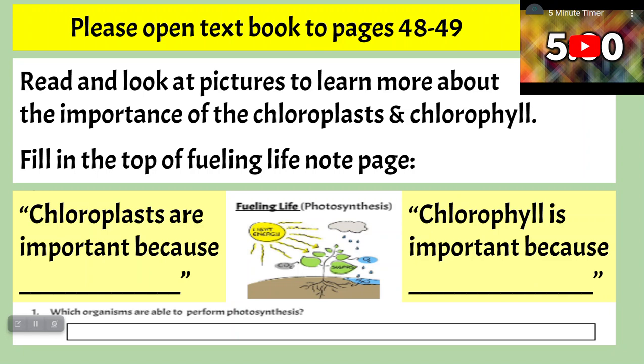Chlorophyll is a pigment that actually traps energy from the sun, traps that sunlight energy, and then it is the chloroplast that actually performs the photosynthesis process.